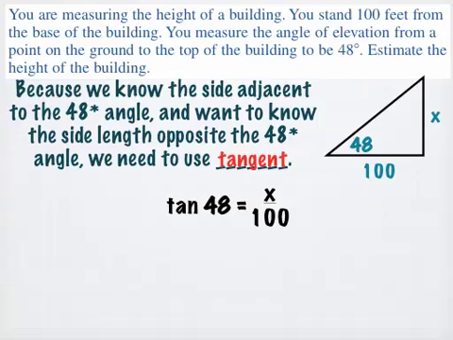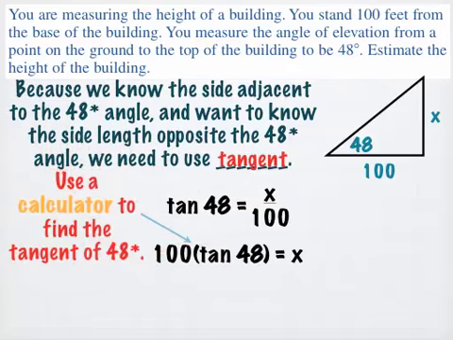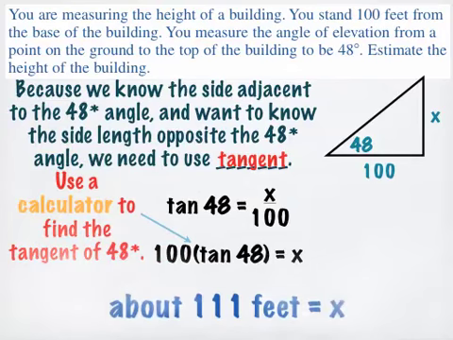My goal is to solve for X, and what I need to do to solve for X on both sides would be multiply both sides by 100. When you multiply both sides by 100, you get 100 times the tangent of 48 equals X. You're going to use your calculator and you can plug it in. 100 times the tangent of 48 degrees is about 111 feet. So to answer this question, my building would be about 111 feet tall.